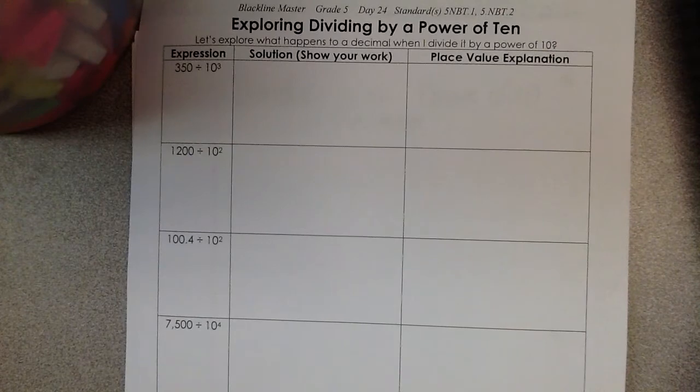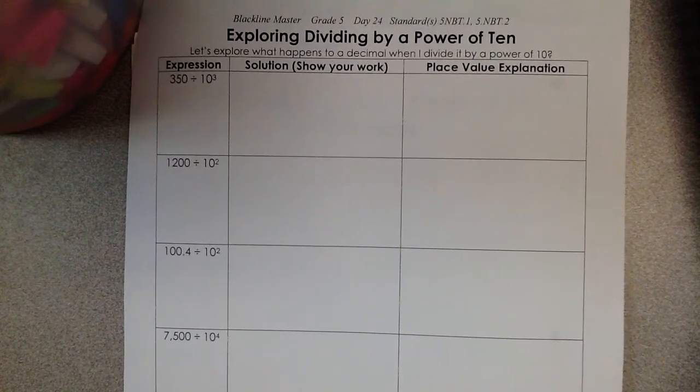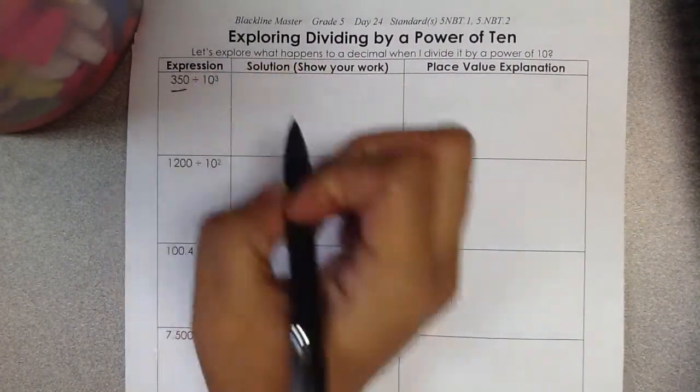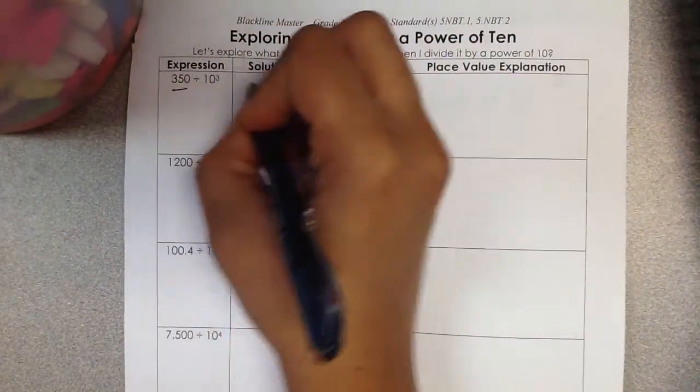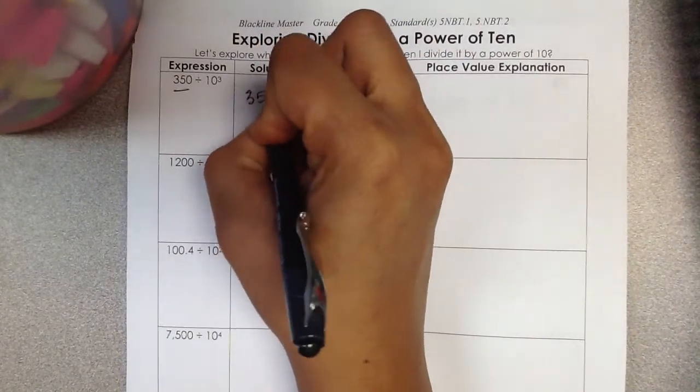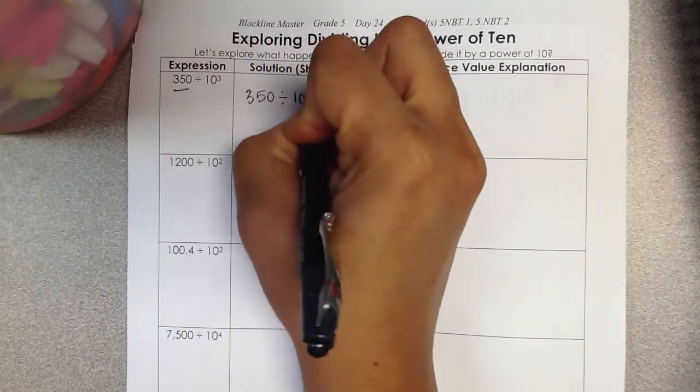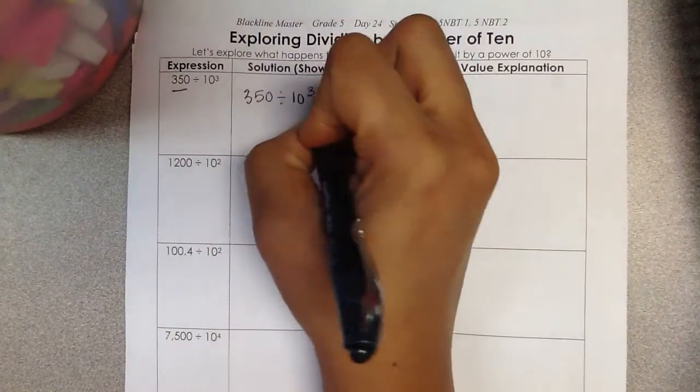We're going to look at this sheet next. You should have your day 24 page exploring dividing by power of 10. Notice there are whole numbers here, not decimal numbers, and we're going to explore with those first. The first example I have is 350 divided by 10 to the 3rd power. What does that really equal?